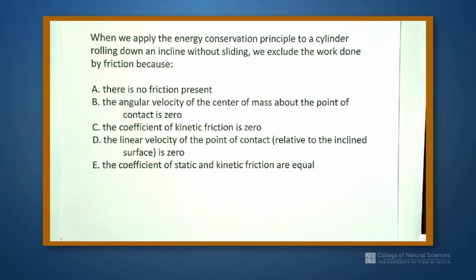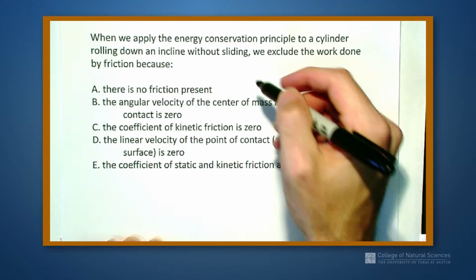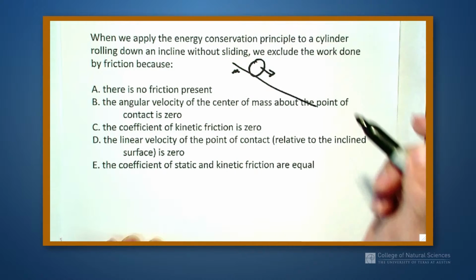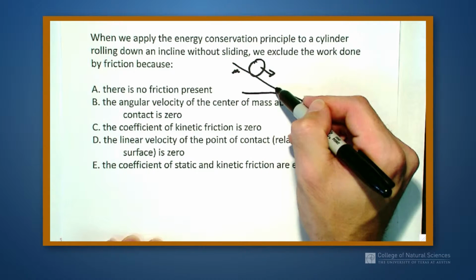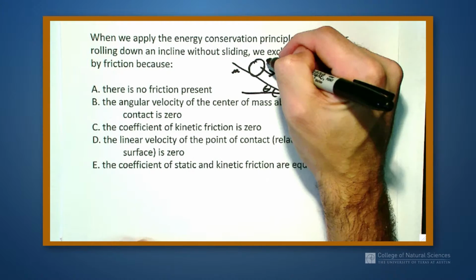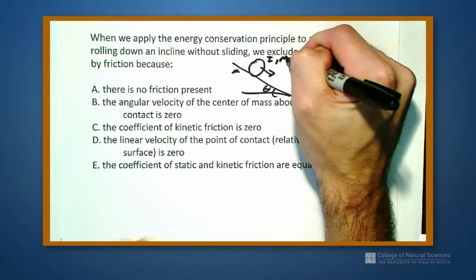So this question's a little bit of a tricky one. It's a conceptual one. We have to choose which of the following, when we apply the conservation of energy principle to a cylinder rolling down an incline without sliding, we exclude the work done by friction because... So we have an object rotating, there's some friction on the surface, it's rolling down some incline with some angle theta, some moment of inertia, some mass, some radius.